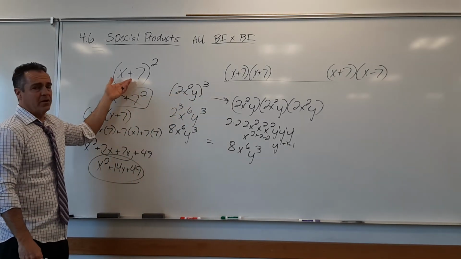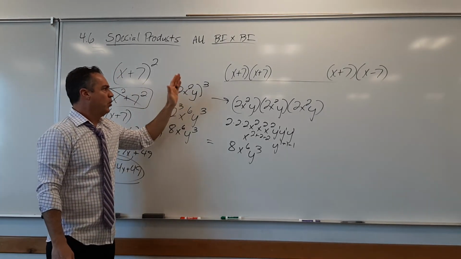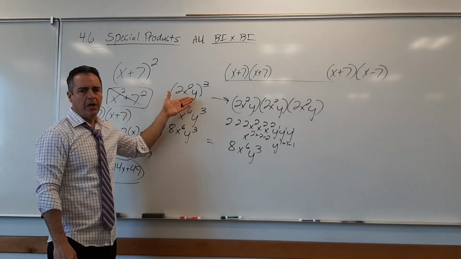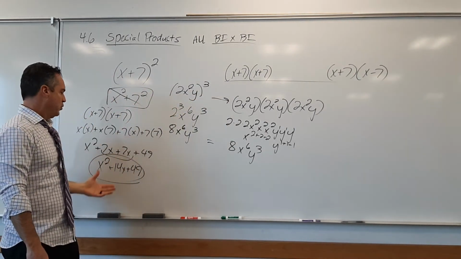How many terms in this one? Two. The power rule only works on monomials, monos. It won't work on bis, tris. We can't take the shortcut. We have to multiply it out.